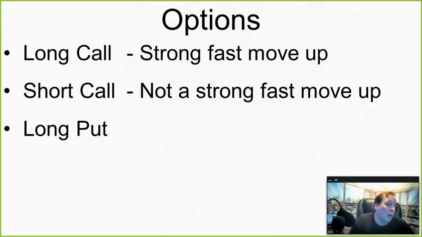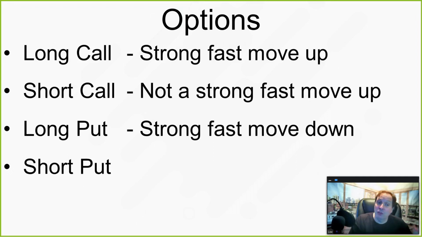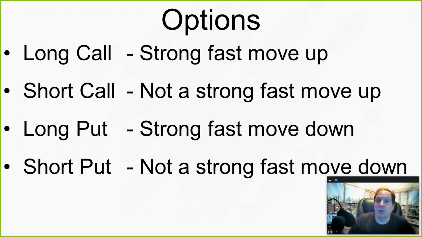And again, there's a long put option. And there you're looking for a strong, fast move down. You're looking to outpace theta decay, and you're looking to outpace the implied volatility. And if you're short on a put option, that means that you sold a put option. You're looking for anything but a strong, fast move down. Okay, got it? Let's take a look at some of the graphs.